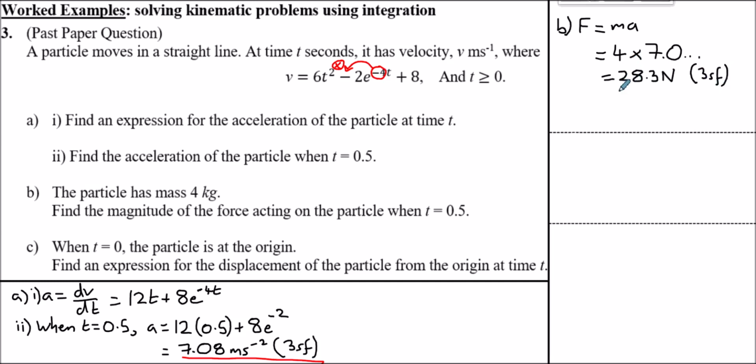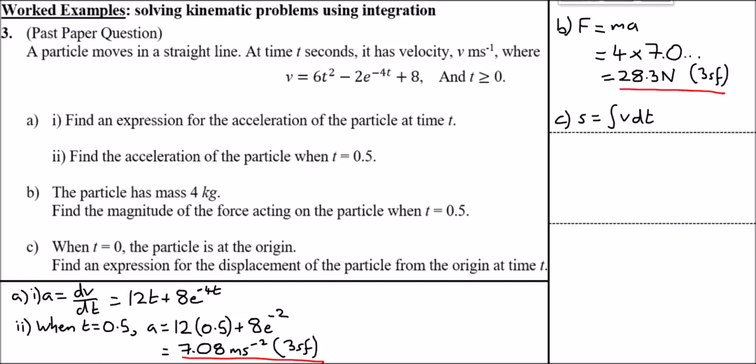We now come to part C. When t equals 0, the particle is at the origin. Find an expression for the displacement of the particle. So for part C, we need to remember that s is going to be the integral of v with respect to time. So you need to integrate this function here with respect to time.